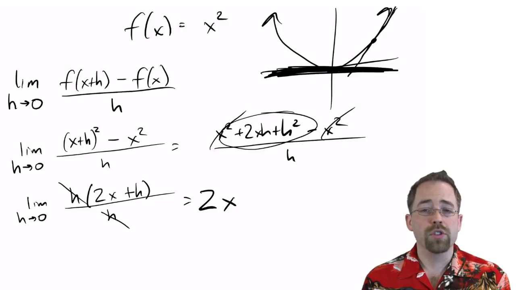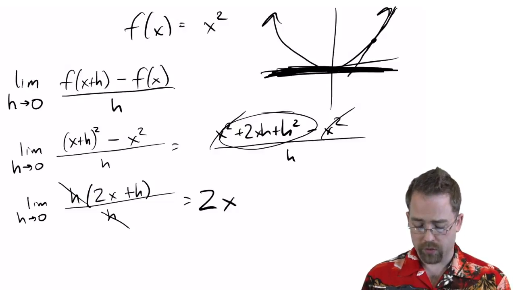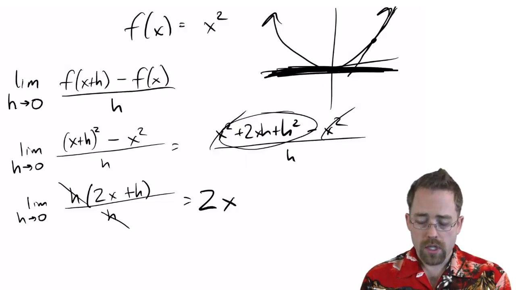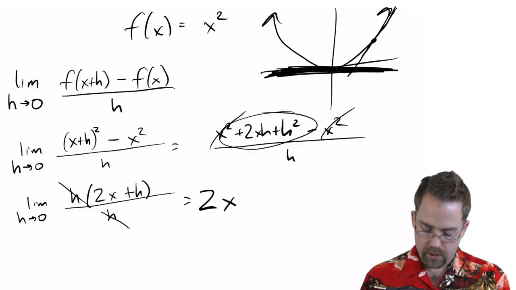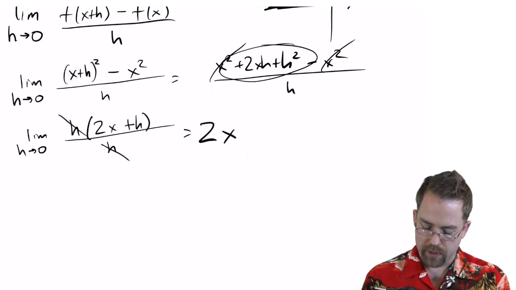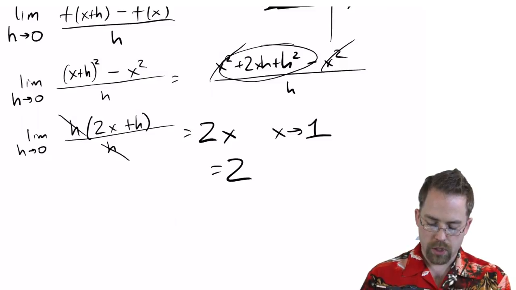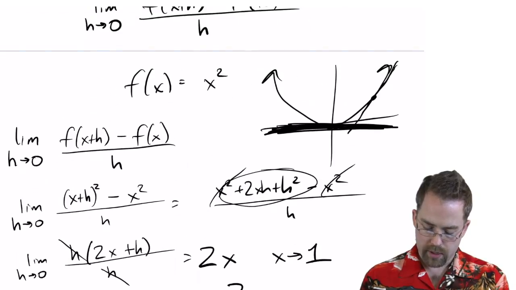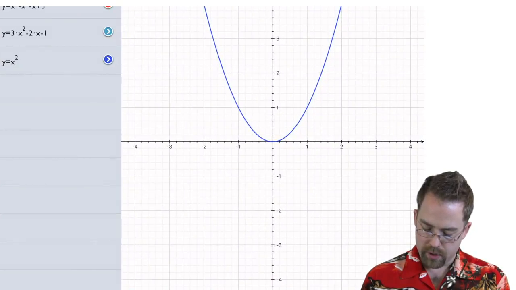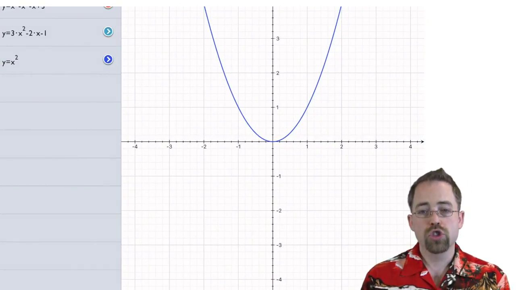So this is what is called the derivative. The derivative of x squared is 2x, and if I plug into this derivative function x at 1, then I get an output of 2. So we can see that the slope right there at 1 is 2.